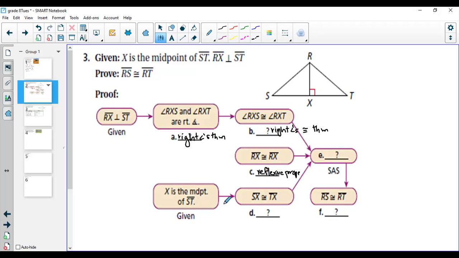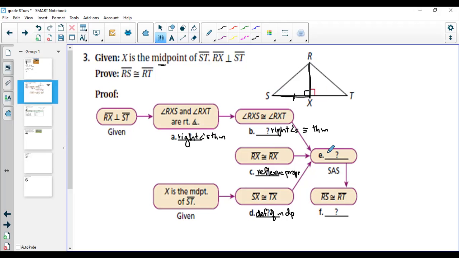Then SX is congruent to TX. Why did this happen? Because of the midpoint, right? So here we are going to say definition of midpoint. Then finally, what are the things we are using? We use this side, this angle, and this side as well. So it's going to be side, angle, side.